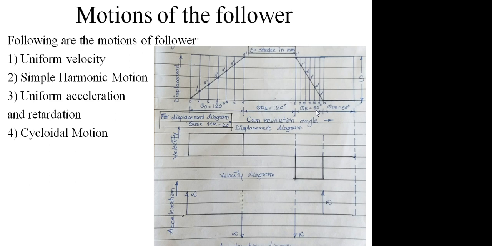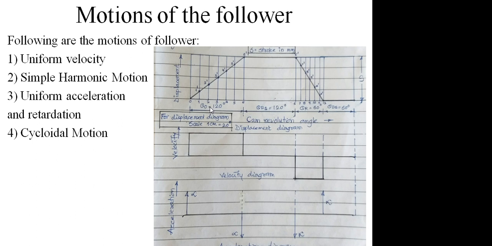So it is 60 divided by 20, 3 centimeter. That is theta R. And remaining is theta D2, that is the second dwell period. So here it is again for 60 degrees. So 60 divided by 20, it is again 3 centimeter. So it is 6 centimeter plus 6 centimeter plus 3 centimeter plus 3 centimeter.